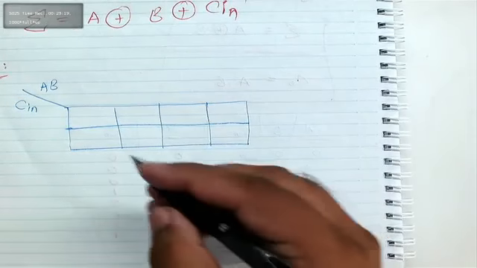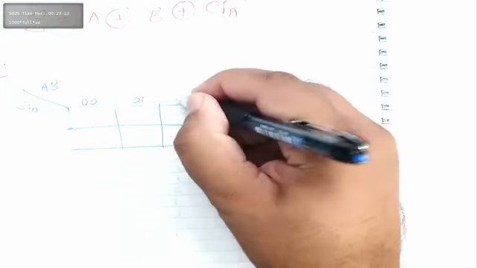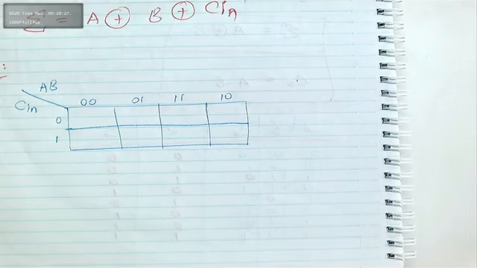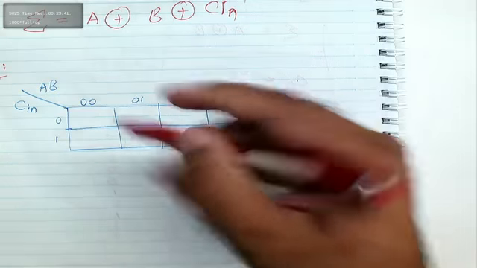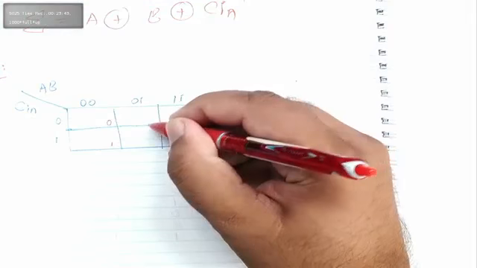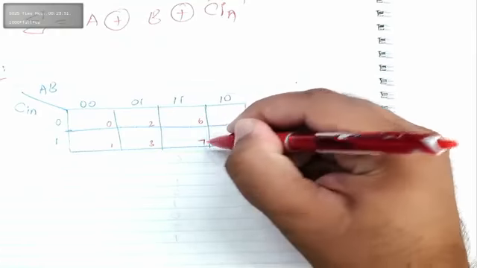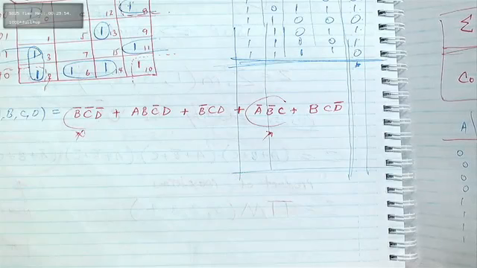A, B, C in. You have 0, 0, 0, 1, 1, 1, 1, 0, and you have 0 and 1. Now I want you to go through the truth table and let me know where the ones are. You can do this in many ways. One way would be to label the cells 0, 1, 2, 3, 4, 5, 6, 7, and then from the truth table pick it up. The ones are at 3, 5, 6, 7.